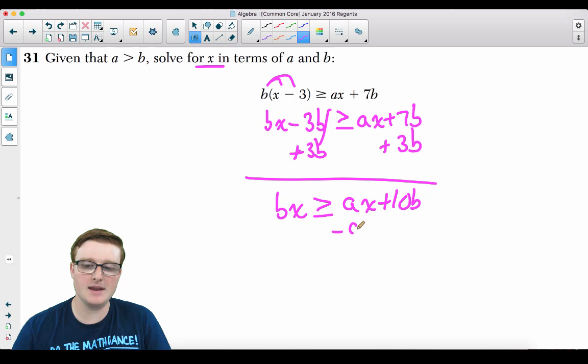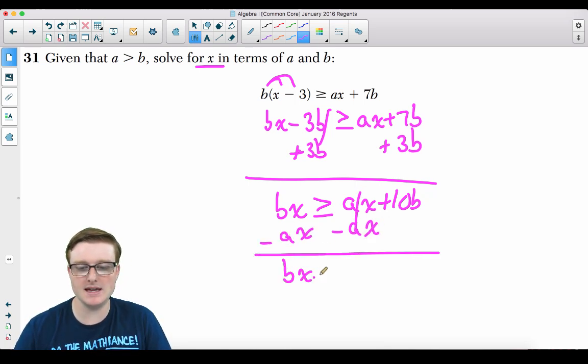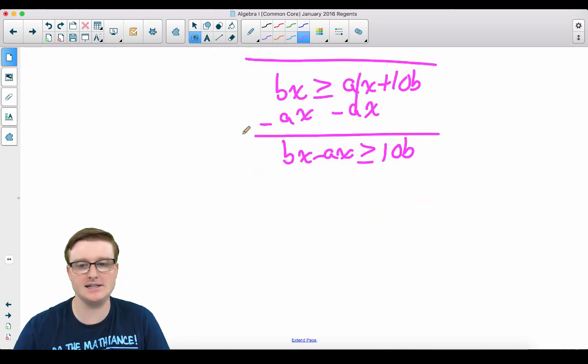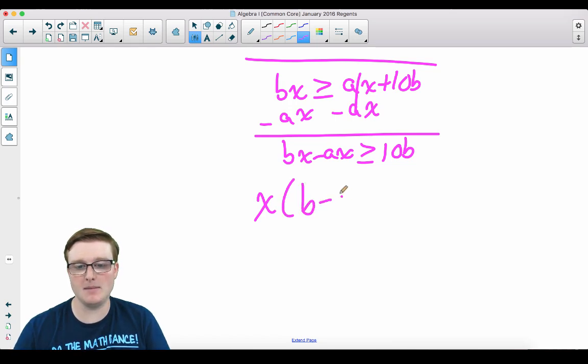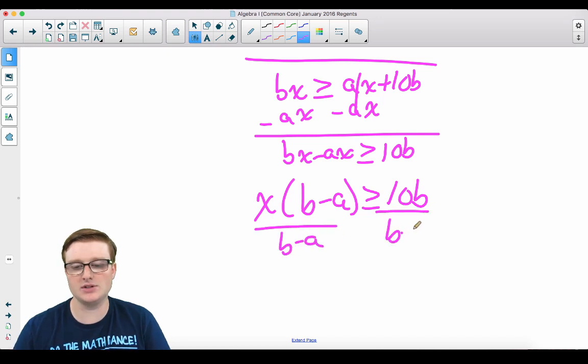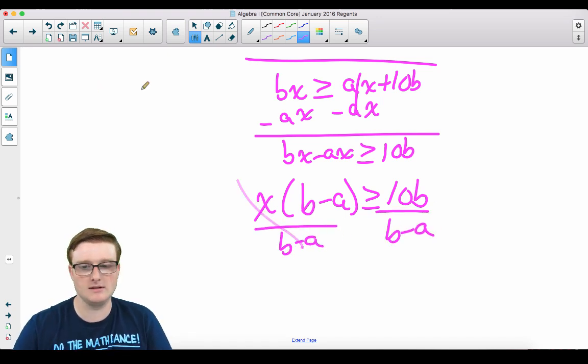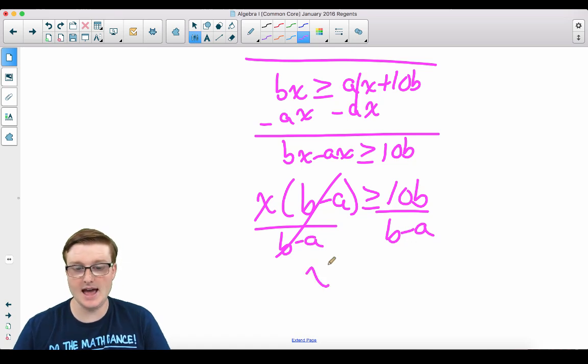Okay? I am now going to subtract ax on both sides. I then get bx minus ax is greater than or equal to 10b. Let's continue to solve. You could factor out an x, and you're left with b minus a times x is greater than or equal to 10b. Divide by b minus a on both sides. Oops. Now, you get x is what?